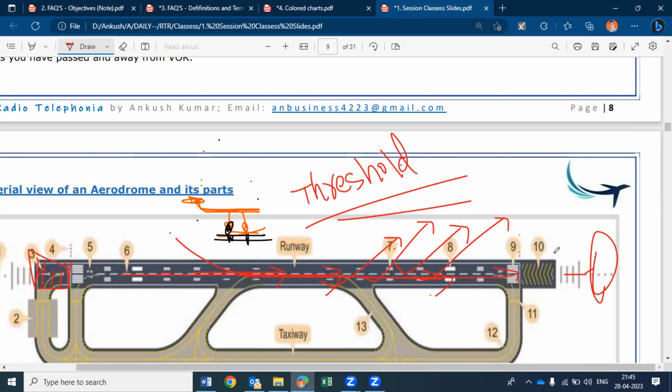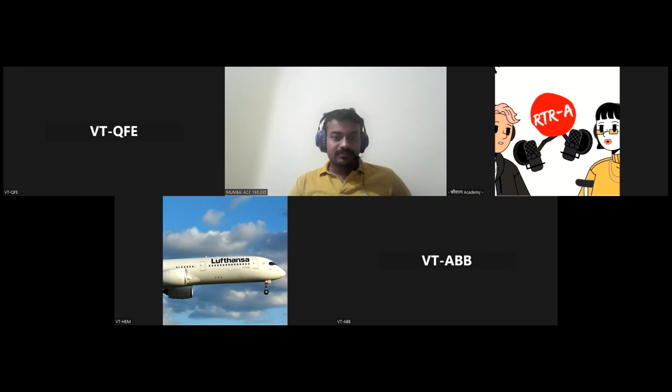So to prevent that, the material at the end of the runway is kept a little loose, so that the aircraft can stop if it exceeds the takeoff run. Okay? So this area is called stop way. Are you getting this point? What is stop way?